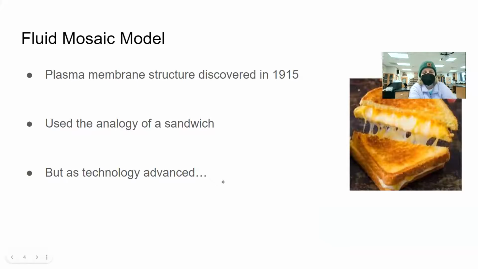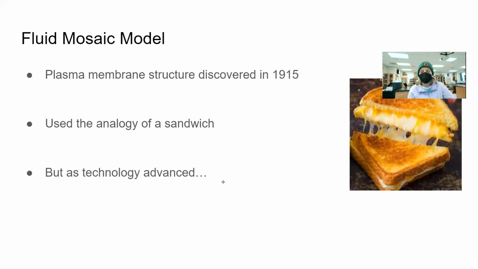So back in the early 1900s, I think 1915, the structure of the plasma membrane was discovered, and at the time they thought it was two layers of proteins with a layer of lipids in the middle. And so they used this analogy of the sandwich, where the proteins were the bread, and then the lipids were whatever the filling was, in this case, the yummy, yummy grilled cheese. Look at how melty that is and delicious. I think I might be hungry.